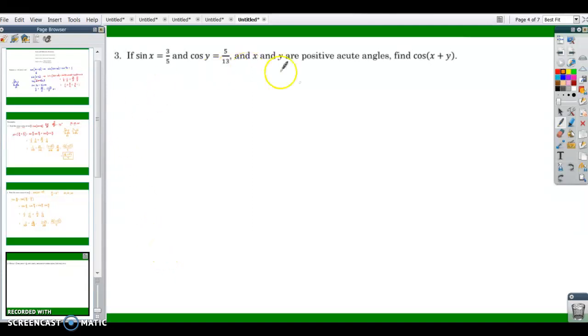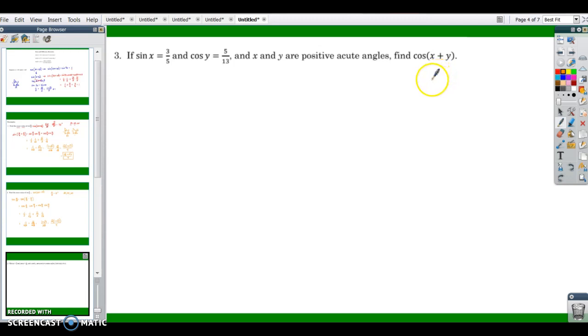Okay, let's continue on with the notes. This is another example of how you would use the sum and difference formulas. They're telling you that sine of angle x is 3/5, cosine of angle y is 5/13, and that x and y are positive acute angles. So it says find the cosine of x plus y.